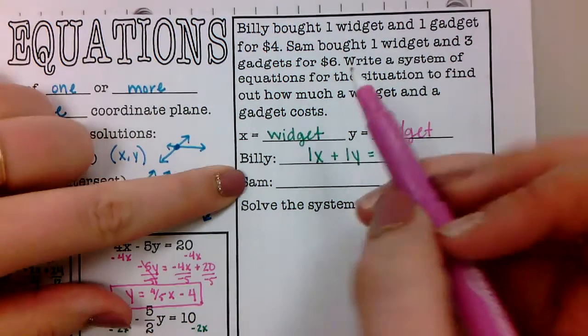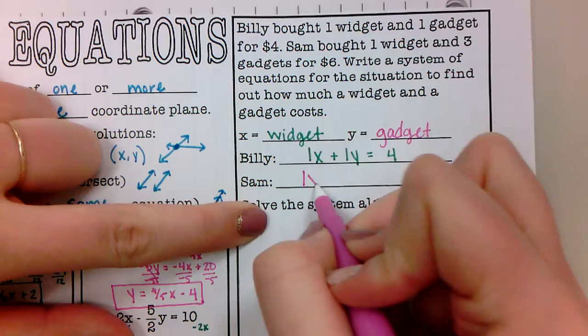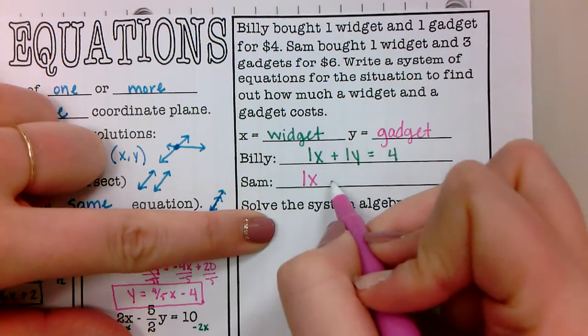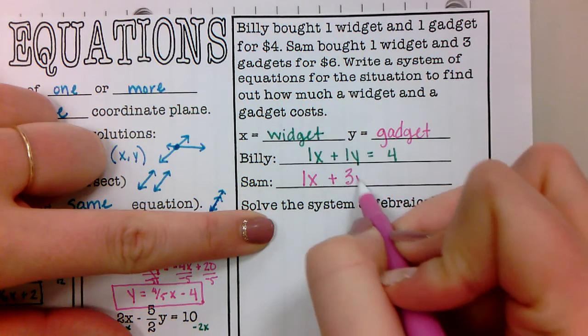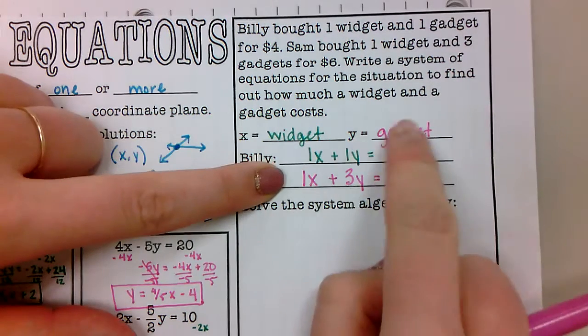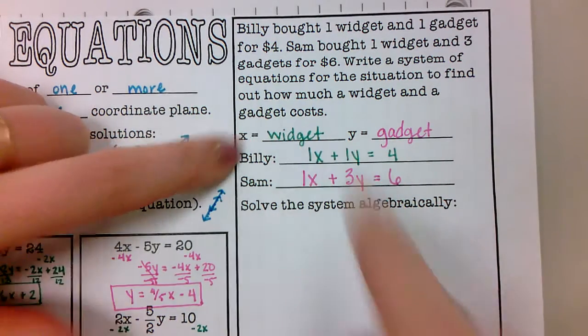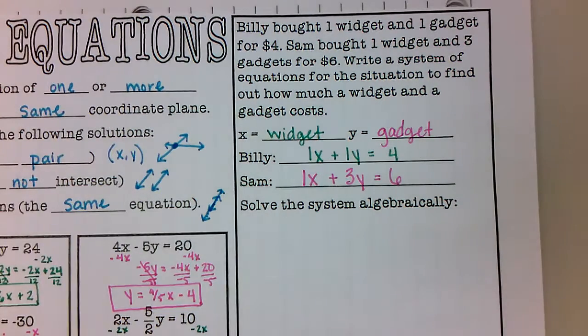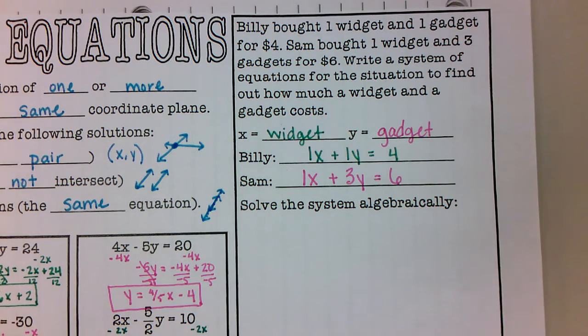to help you guys. And then it says Sam bought 1 widget and 3 gadgets for $6. Right? So x's are widgets and gadgets are y's. Now we need to solve this algebraically.